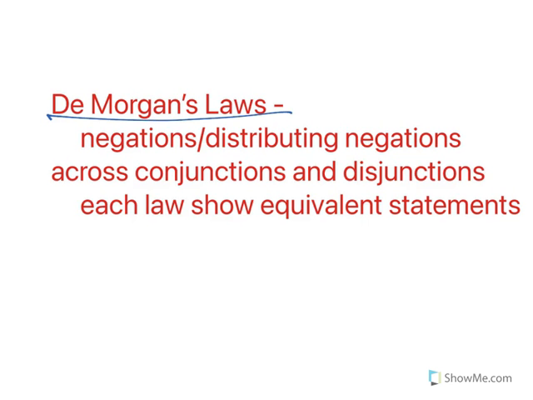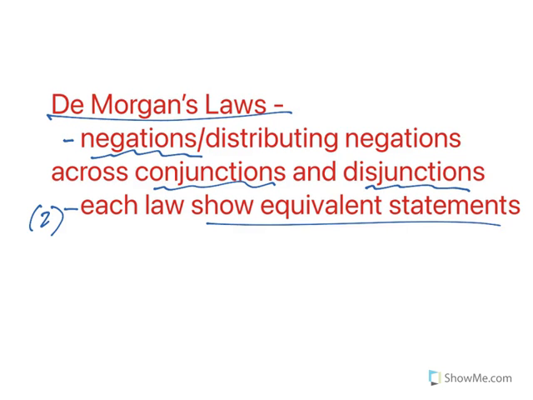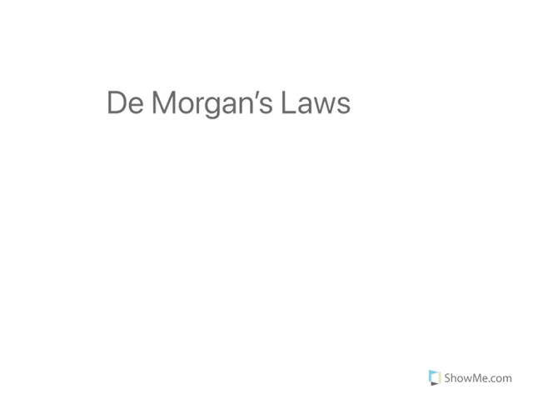De Morgan's laws basically say that we can distribute negations across conjunctions and disjunctions, and each law, there are two, shows equivalent statements. So we're playing with negations along with conjunctions and disjunctions to show equivalent statements. If I have this, I know by De Morgan's laws that this statement is also true. We're just looking at two equivalent statements.